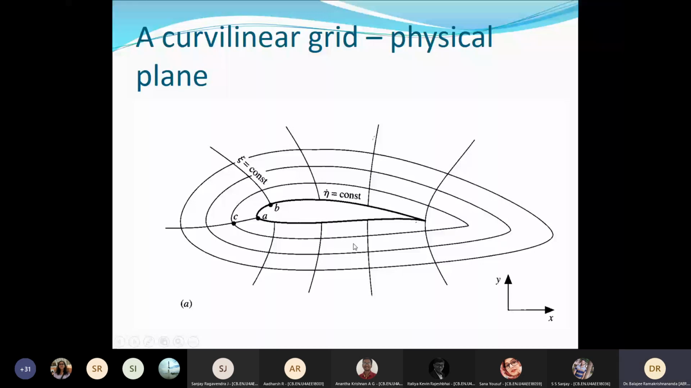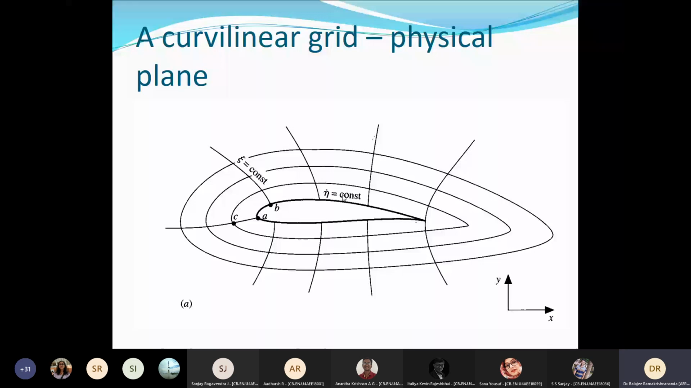So the physical plane is a curvilinear coordinate. Now we use the term physical plane. Physical plane means how it actually appears. Now we will transform this to a plane called the computational plane.